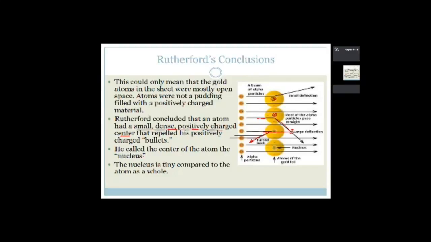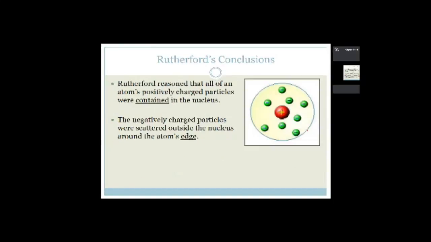Okay, so he called the center of the atom the nucleus, and he said that the nucleus was tiny compared to the atom as a whole. Okay, so those were Rutherford's conclusions. And guys, I expressed this in the last lesson: please remember how to do this. You need to be able to draw, label and explain using this drawing what Rutherford's conclusions were or how they came about. They love asking this. Okay, let's move on.